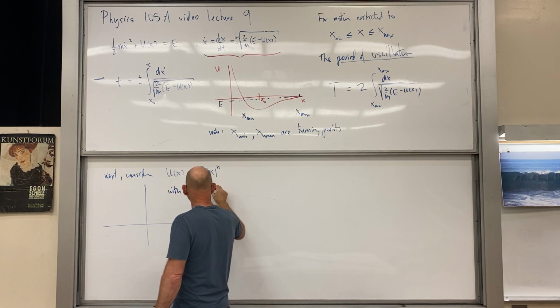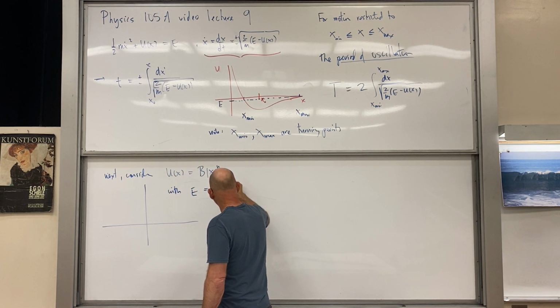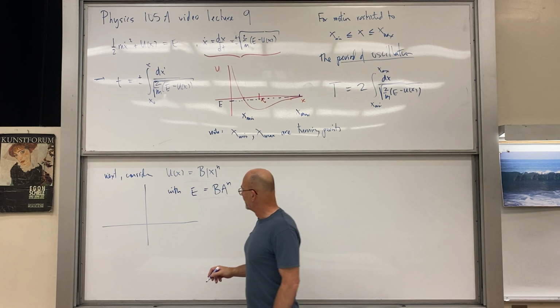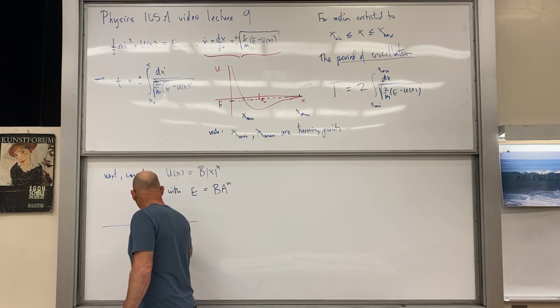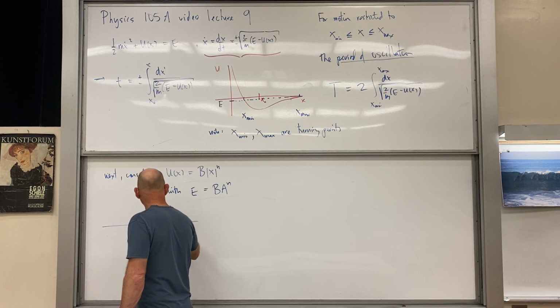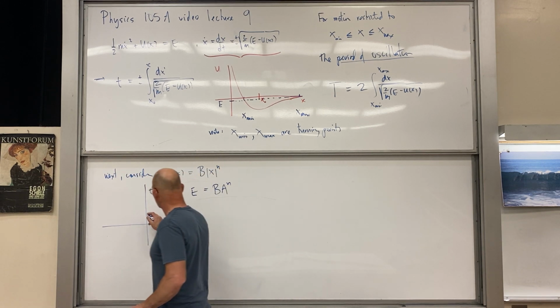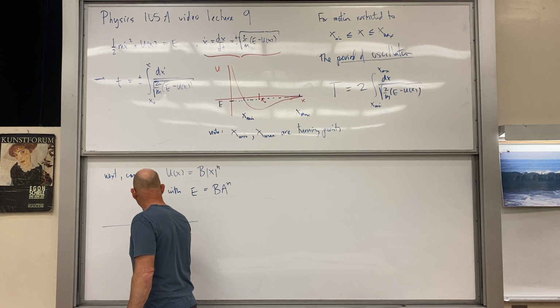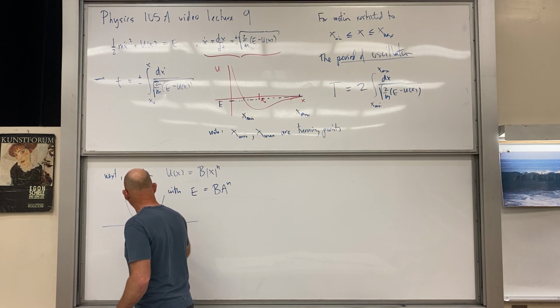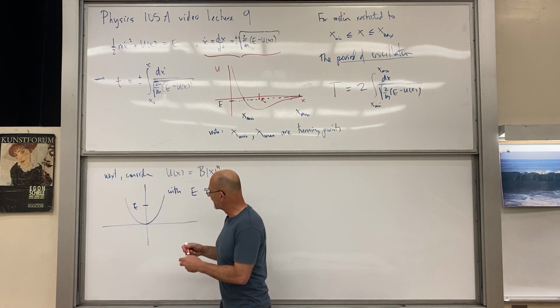e equals b times a to the nth power. And yeah, if it's x squared, of course, it's just a parabola. X cubed, x to the fourth, those are flatter and flatter parabolas. So yeah, refer to the discussion we had the other day. I'll just draw one of these. Okay. So there is our energy corresponding to that.